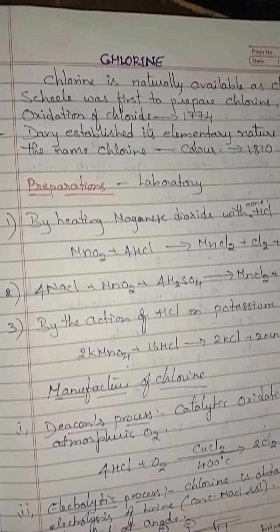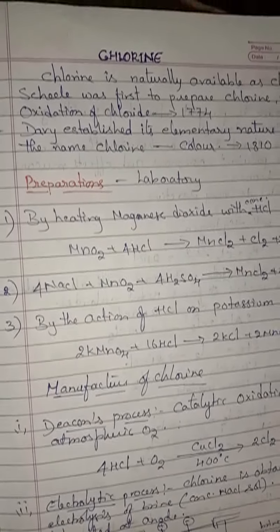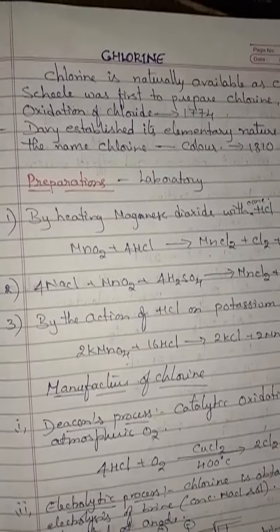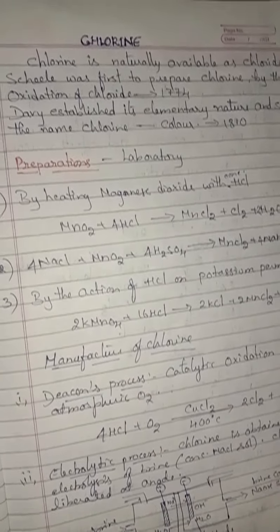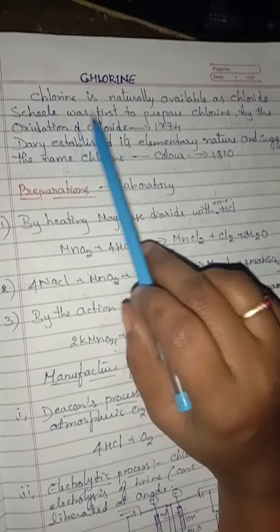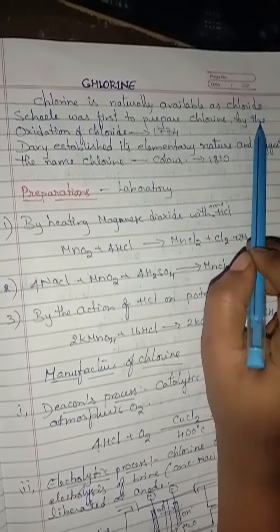Hello children. So in today's session we are going to learn about chlorine. We have seen some of the physical and chemical properties of halogens and anomalous behavior of fluorine. So next one is chlorine. Chlorine is naturally available as chloride.